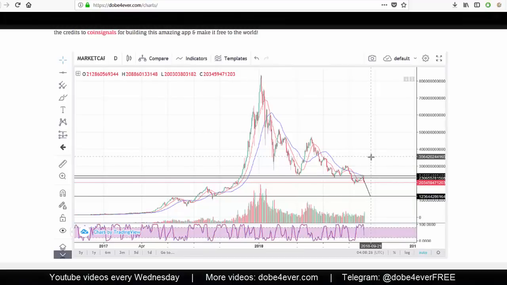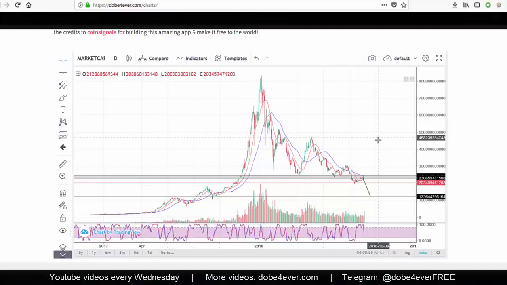So what can we expect from here? Well, the target, I said this in my last video as well. This is a bear flag. You can see here the pole, the flag, and this would be the pole going all the way down. The target is 123 billion, more or less, which is the peak of this first bubble that we had here in May or June 2017.